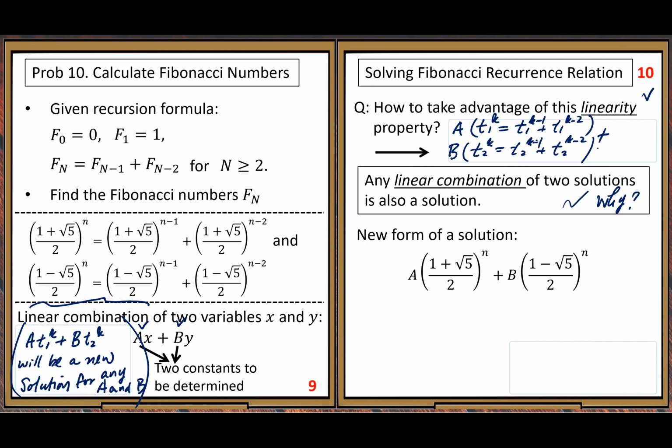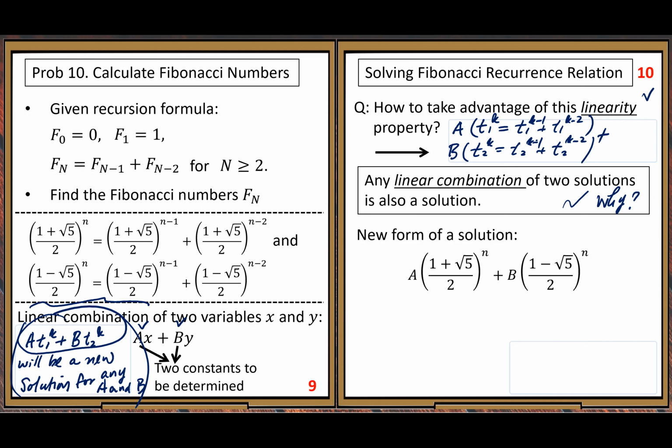That tells you this A T1 to the kth plus B T2 to the kth must be a new solution after you add them up. And this is only true when the equation is a linear equation. If it's a non-linear equation, you cannot do this. Even if you do it this way, you won't get a new solution. So only the linearity property can preserve that solution property.